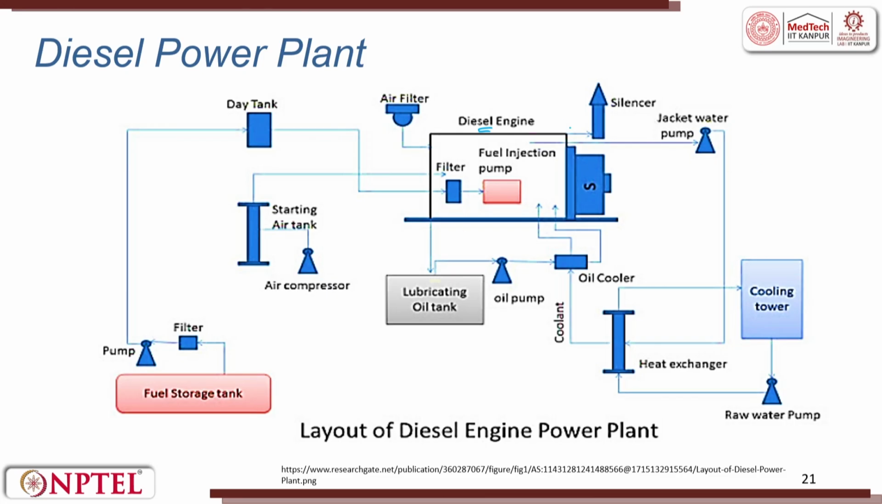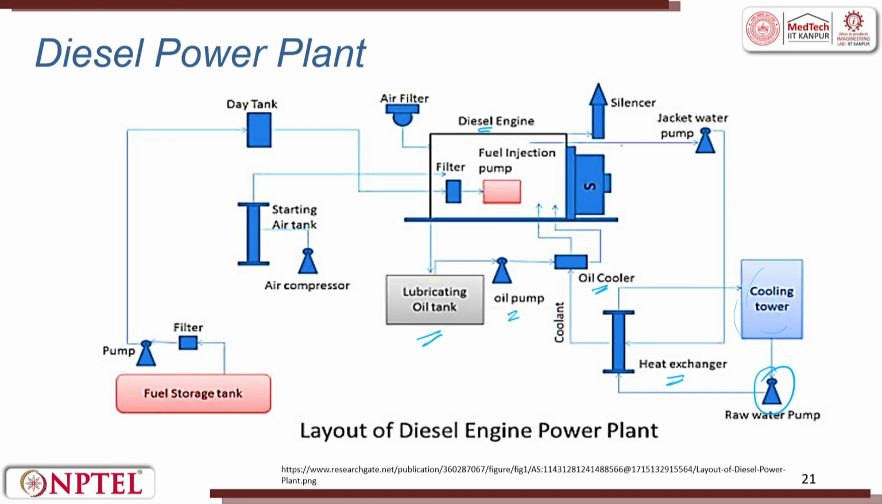Since there are moving parts, there is a need for a lubricating oil tank. That takes care of the friction involved. The lubricating oil tank gets the oil from an oil pump. Then we have an oil cooler, which is also used, that comes from the heat exchange. So a cooling tower is there. Then you have a raw water pump. So this is how it keeps generating.